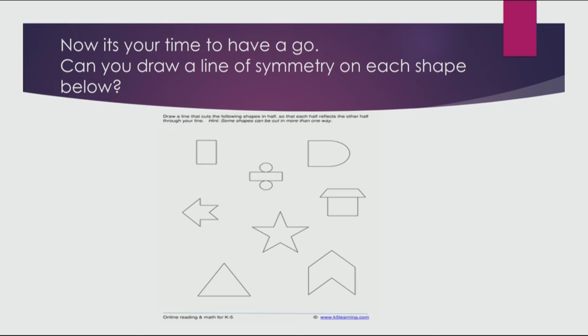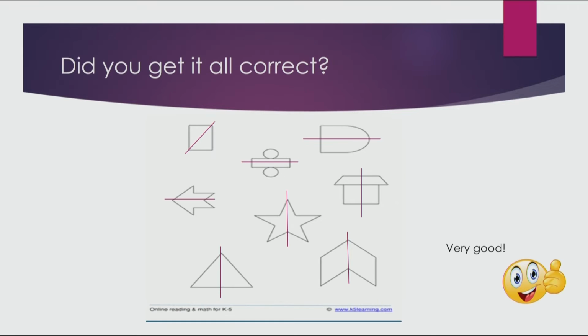Very good. Now let's see the answers. One of the answers are not entirely correct. So I want to see if you can find which one. Let's see. Let us look at our different shapes and their lines of symmetry. Which one, the line of symmetry was not drawn correctly?